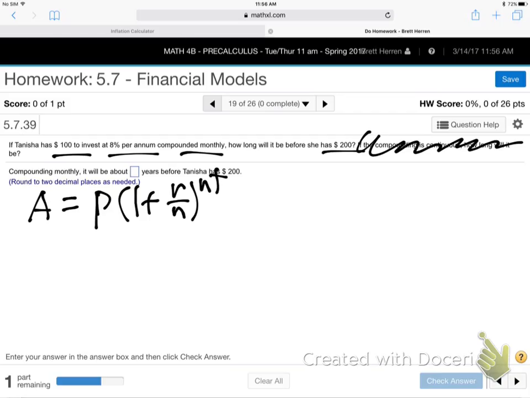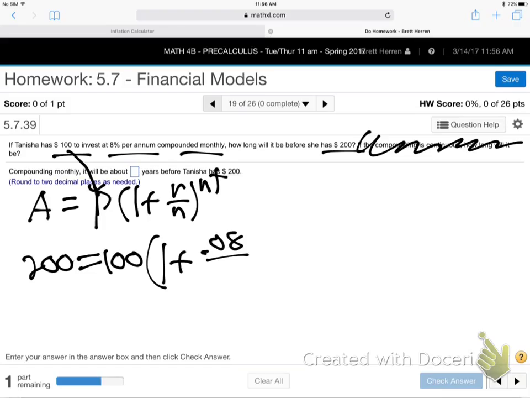So where's the 100 go? That's the P, right? And the 200's the A? Is that making sense? The A is the amount it becomes later. The P is the amount now, the principal now. 8% is the 0.08. What's the N, the number of compoundings? Monthly is 12. Compounding monthly is 12 times. And the time's what I'm looking for, huh?